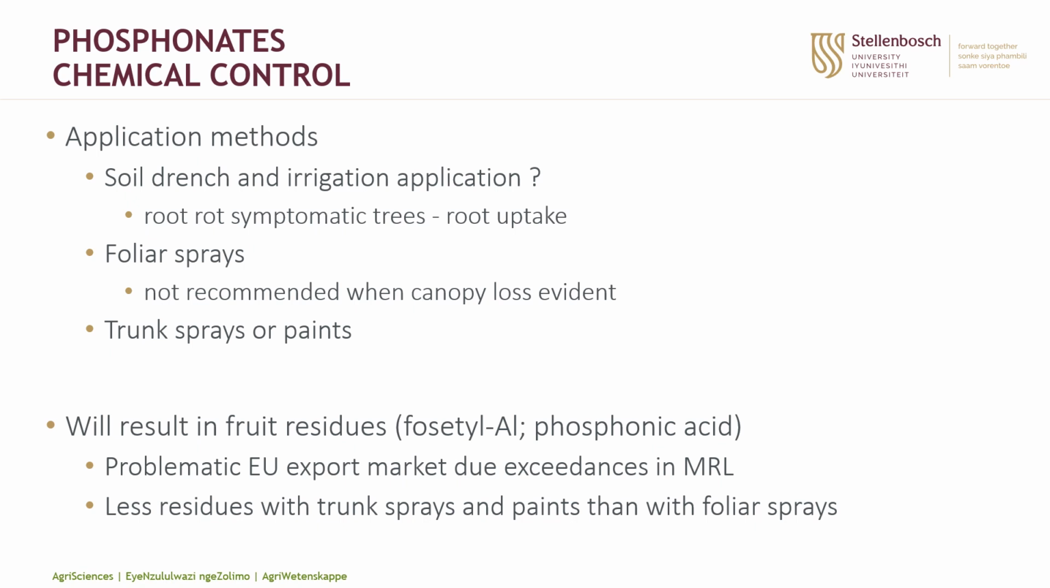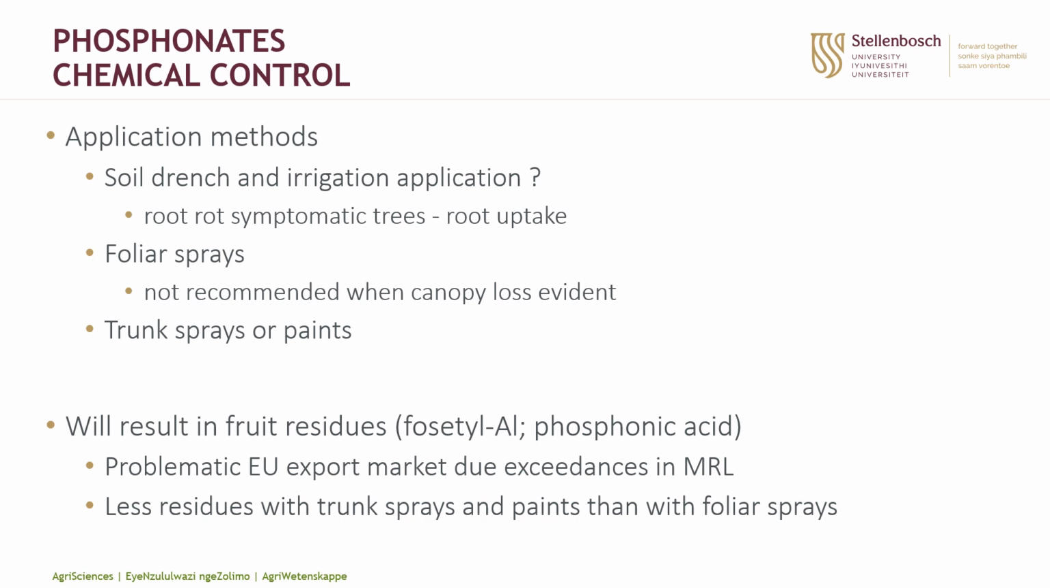Phosphonates are really a unique active compound in that they can move up and down in the tree in the xylem and phloem. There are various options for applying it, which include soil applications, foliar sprays, and trunk sprays or paint. However, there's a lot of controversy about the efficacy of soil application. So currently, it is not a recommended way of applying the product, and there are various reasons for it. But we are still investigating that. Currently, the recommended application methods are foliar sprays and trunk sprays or paint.